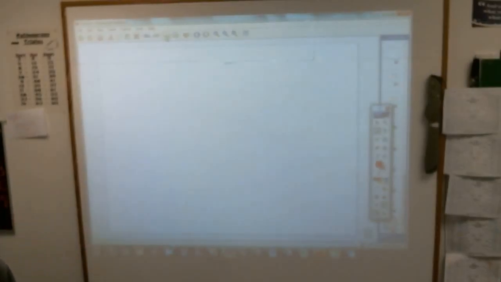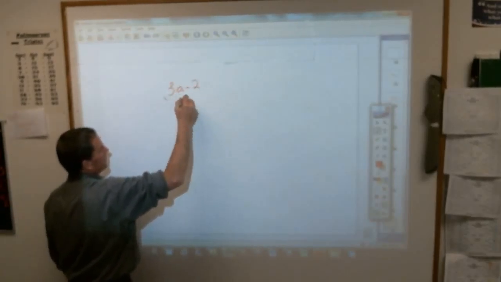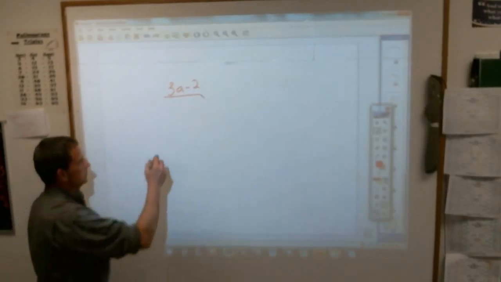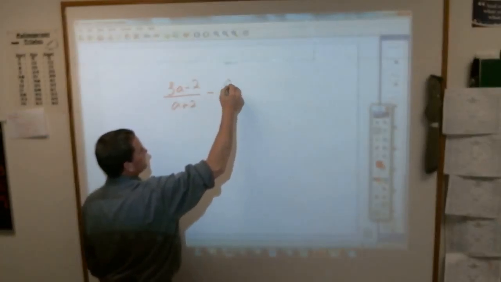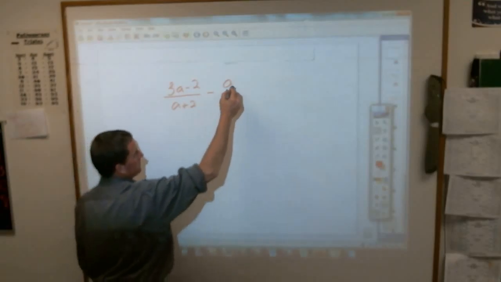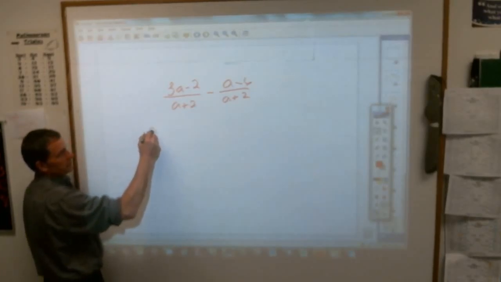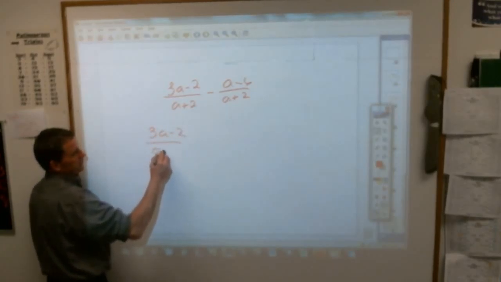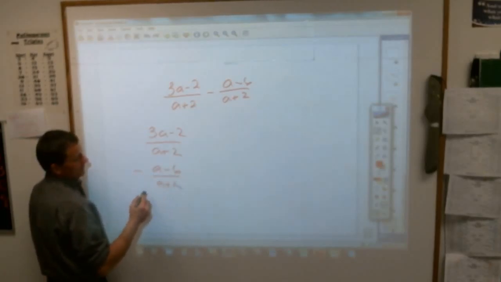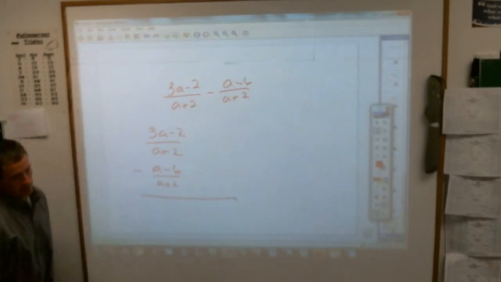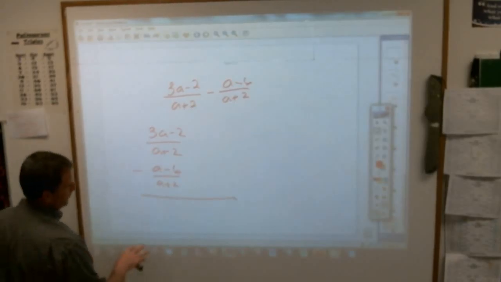One step harder. How about this one? 3a minus 2 over a plus 2, minus a minus 6 over a plus 2. Same first step is write it up and down. Common denominator is a plus 2. It's already done for you, so you don't have to worry about the bottoms.